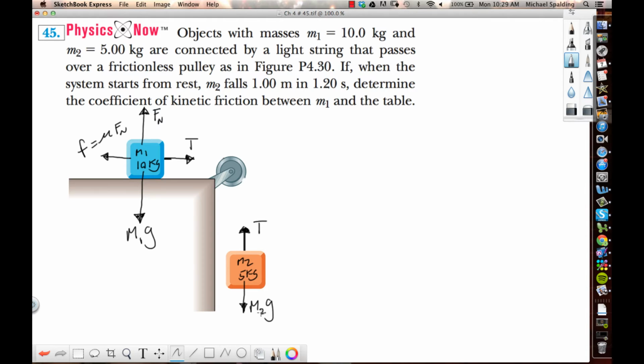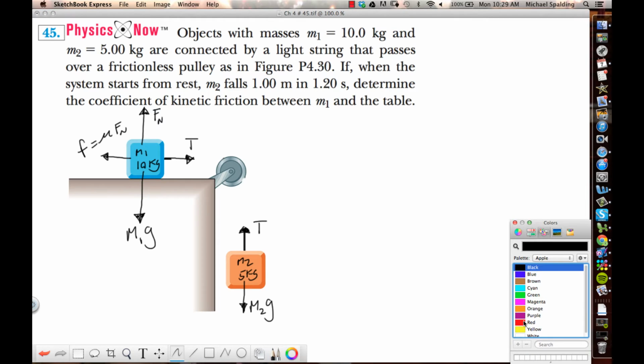M2G. Okay, let's put in sign conventions here. Let's be real clear so we don't make any mistakes. So I'm going to do the sign convention in red. What's going to be the sign convention for M1? Let's say to the right is plus, to the left is minus, right?